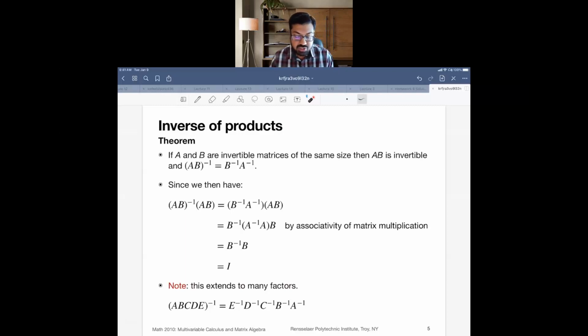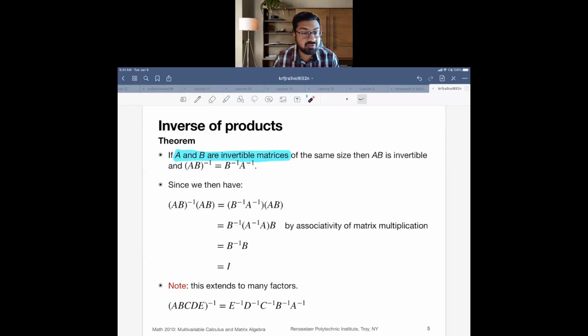Inverse of products. Let us take a look at what happens when you multiply two matrices A and B and then take the inverse. The theorem says that it would result in doing a matrix multiplication of B inverse times A inverse. Now you see the order matters over here. First, what are we doing? We are assuming that A and B are both invertible matrices, which means that the determinant of A is non-zero, determinant of B is non-zero. That's what this means. And I'm assuming that they are of the same size.